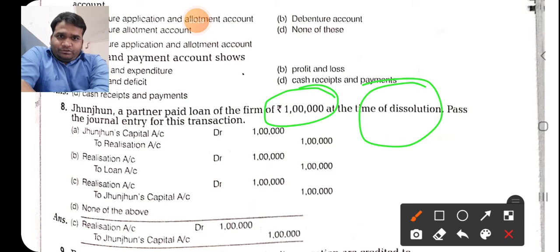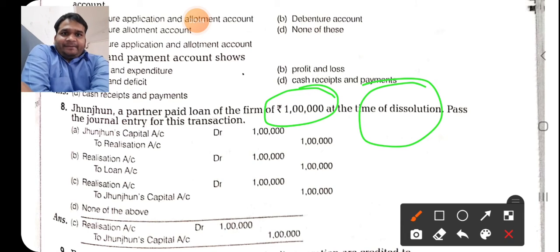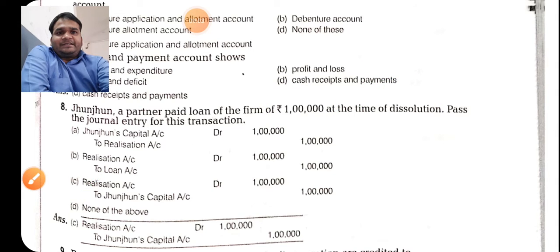So Junjun, a partner, paid a loan of the firm. Whenever any liability is taken care of by the partner, the capital of the partner will increase, and your journal entry will become realization to Junjun's capital account. So your option 3 will be the right answer in this case.